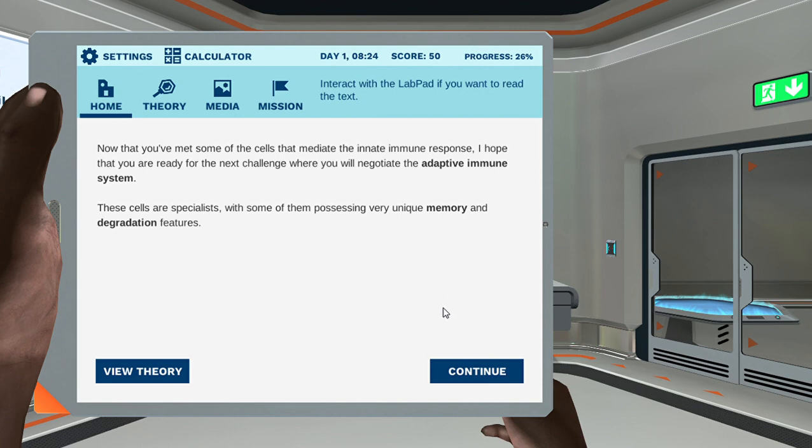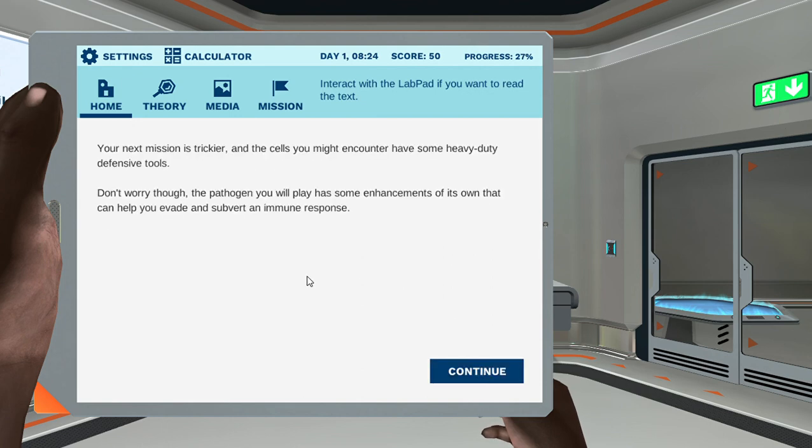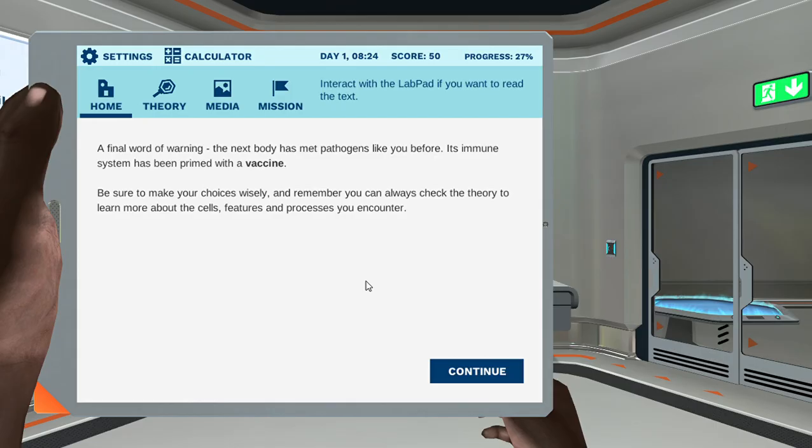that you are ready for the next challenge, where you will negotiate the adaptive. Your next mission is trickier, and the cells you might encounter have some heavy-duty defensive tools. A final word of warning. The next body has met pathogens like you before.